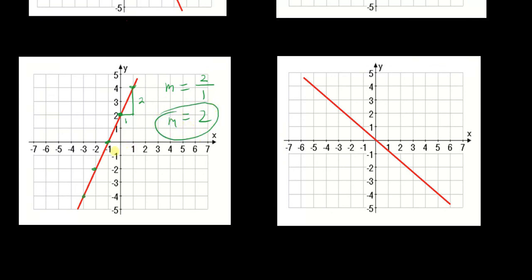What is b? Well, b is the y-intercept. So this graph is getting cut at a y value of 2. So b equals 2. And there we go. So my equation is going to be y equals 2x plus 2. And we are done.